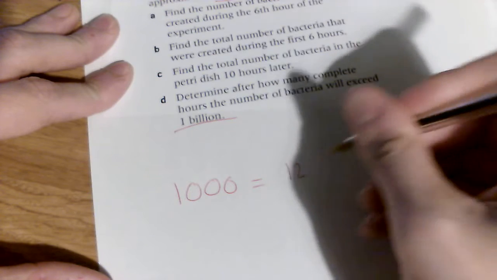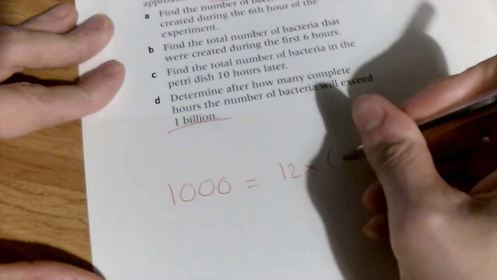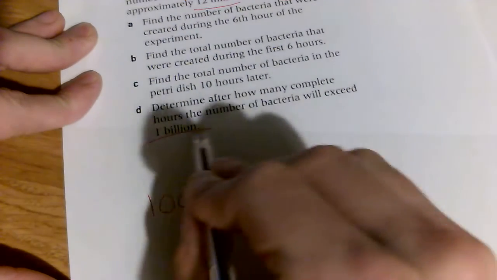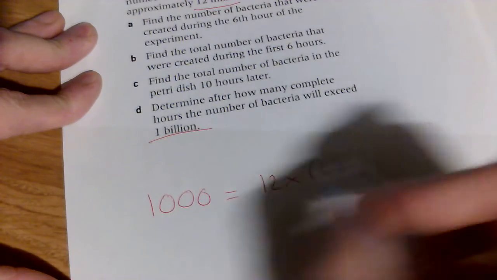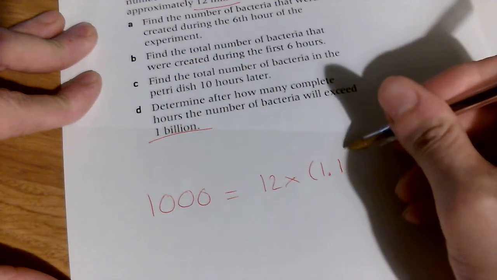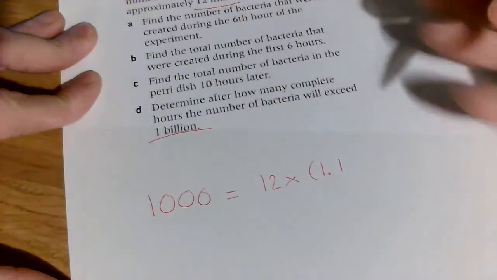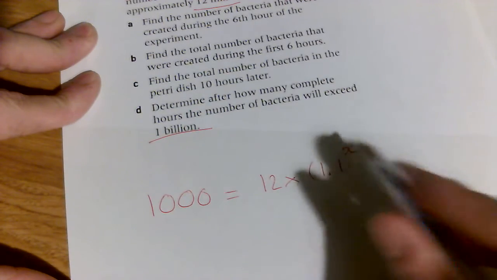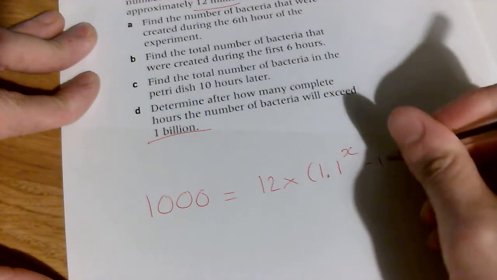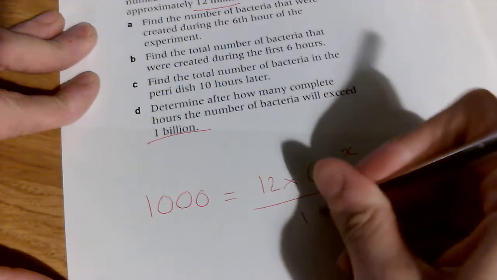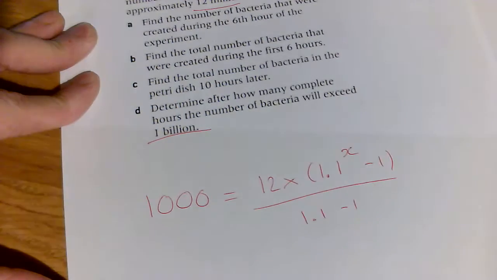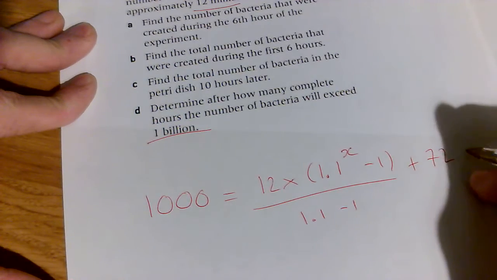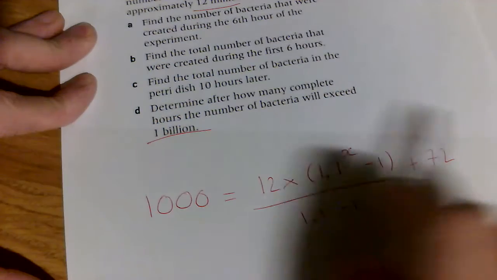And the sum formula for this particular situation, as we've been using, is this. But what we're asked to find is after how many hours we're going to get the billion. That means we don't know the time. We don't know what hour we're in. Therefore, this part, the power, that's the unknown thing. So I'm going to put an x there. Minus 1 over 1.1 minus 1. Don't forget, of course, that is going to include the 72 as well. So we're solving this equation.